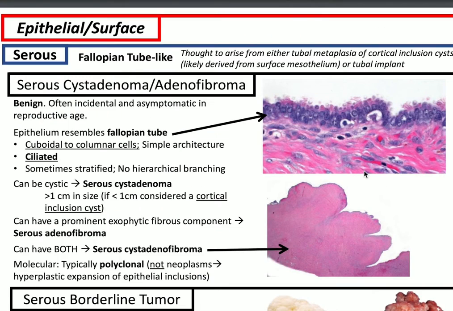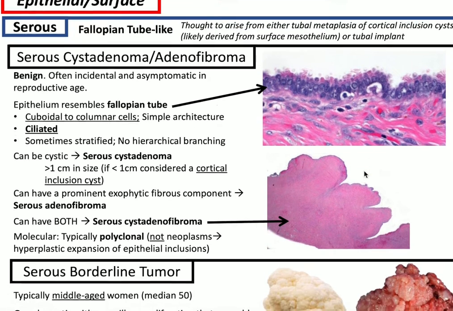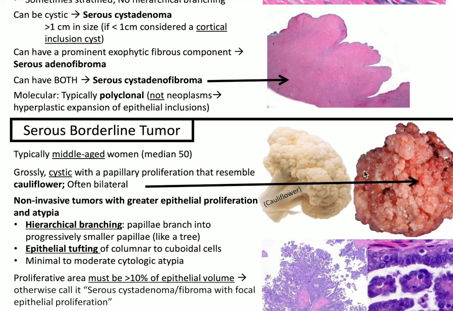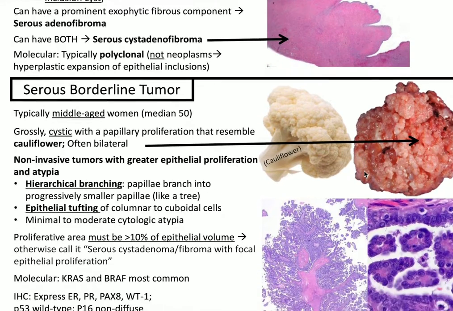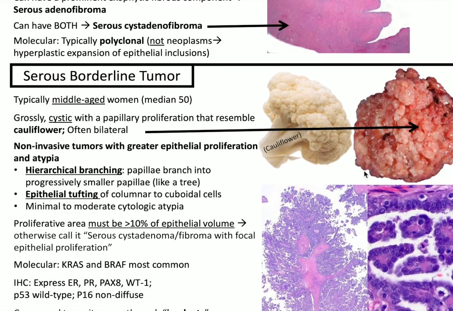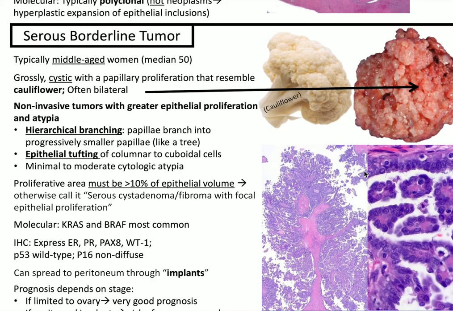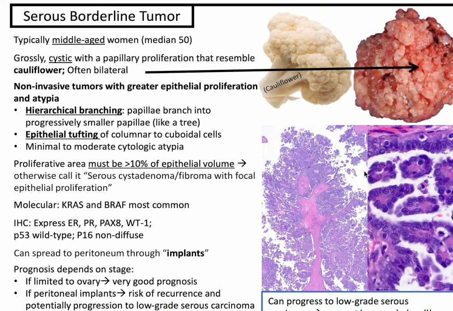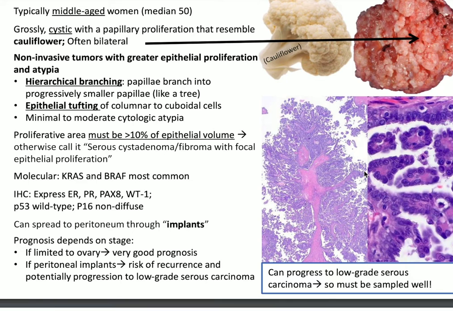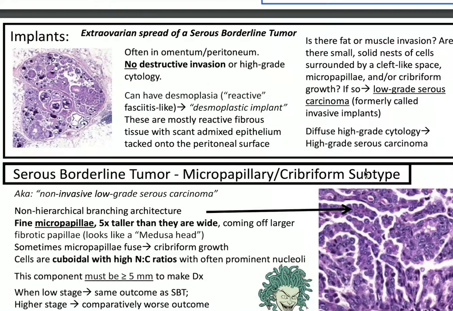Epithelial can be cystadenoma, borderline, or carcinoma. For serous cystadenoma, it's basically like a cortical inclusion cyst, but it's greater than 1 centimeter. Serous borderline tumor looks like cauliflower. You have hierarchical branching, epithelial tufting, greater than 10% of epithelial volume, driven by KRAS BRAF mutation, ER PR PAX8 WT1 positive, and it can spread to the peritoneum, known as implants. Implants can have desmoplasia, but there should be no destructive invasion or high-grade cytology.